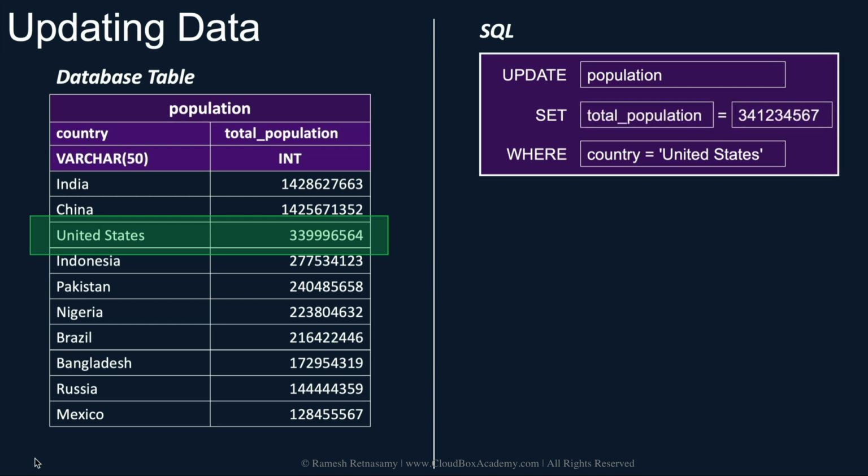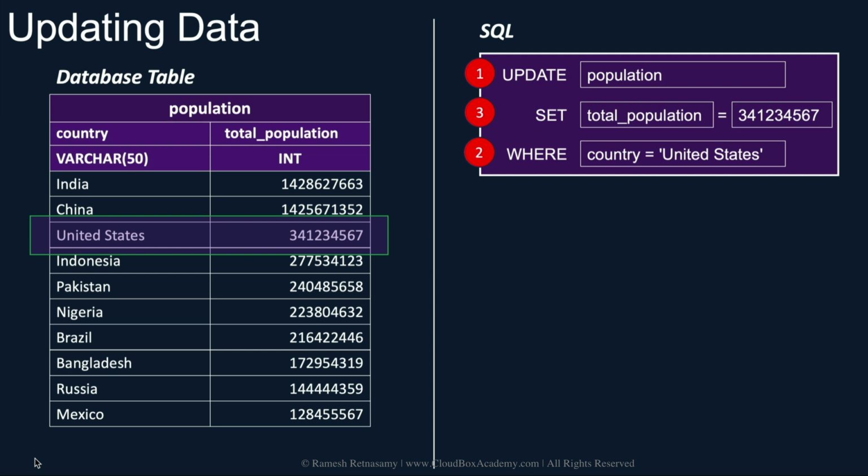And finally, we need to set the new value for the column total population. We do that in the set statement. When we execute this statement, the total population of the United States is updated with the new value for the total population. You may have noticed that I approached this update statement not sequentially. I first identified the table, I then approached the where condition, then the column to be updated.